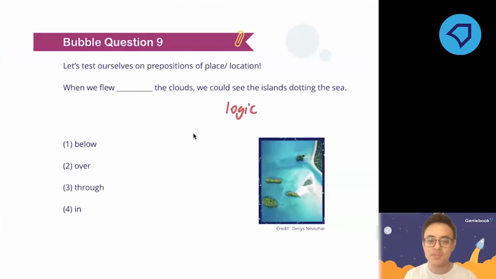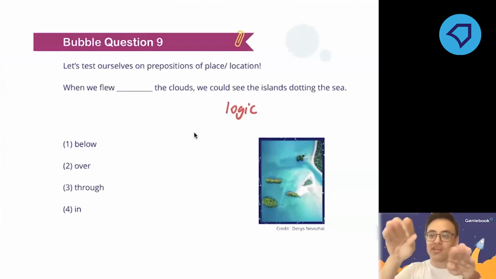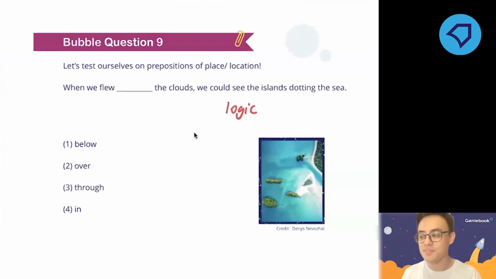Now, if you flew over the clouds, if you have ever flown over the clouds, you can't see anything. You can only see the clouds. So you obviously can't fly over the clouds if you've been on a plane. So sorry to those of you who have not been on a plane. And if you fly through the clouds, you can't see anything either. If you flew in the clouds, you will disappear. So the only correct answer is if you flew below the clouds.